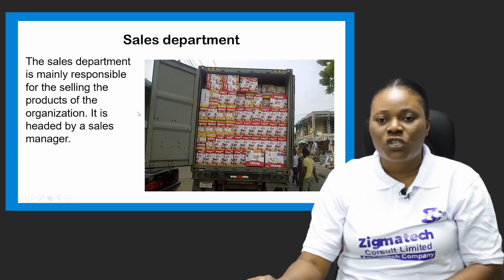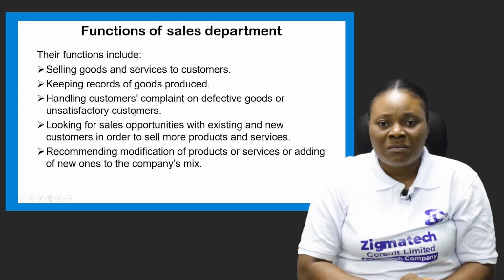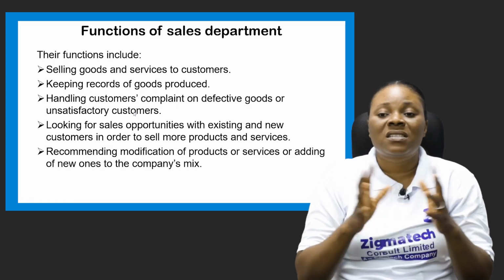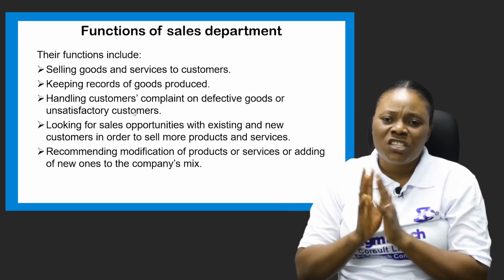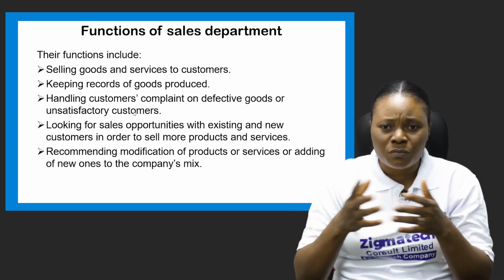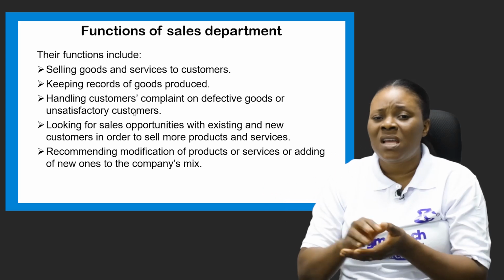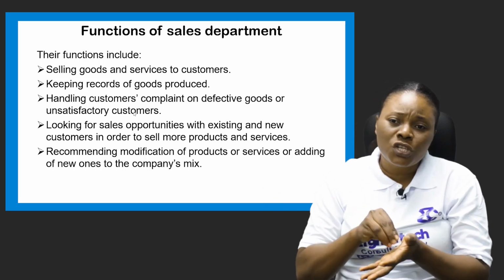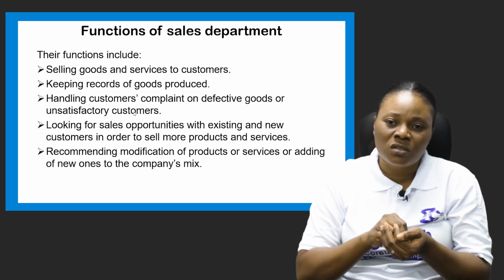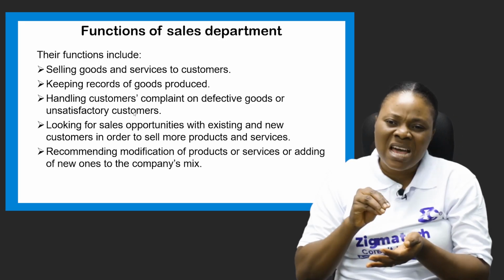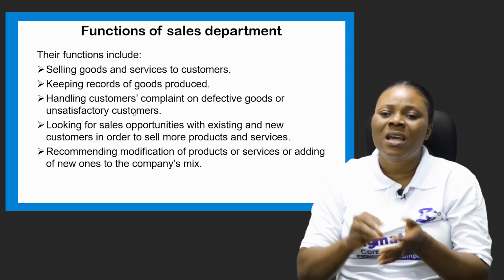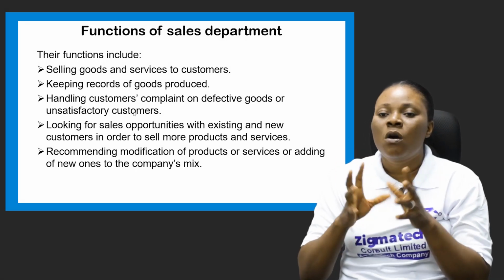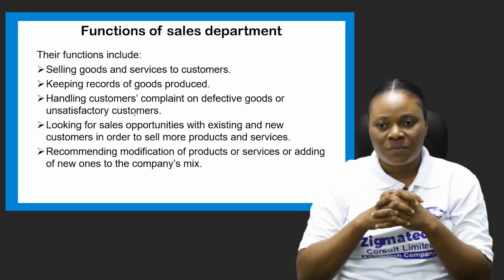What are the functions of the sales department? Their major function, which is number one, is selling goods and services to customers. They are in charge of selling and distributing goods and services to customers. They ensure that the goods and services produced by the organization, or the goods and services made available by the organization, get to the consumers who are the final or the end users.